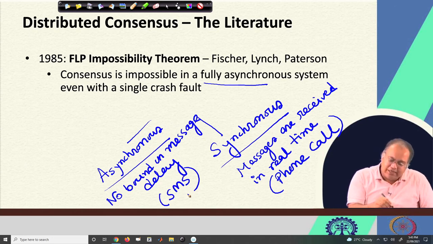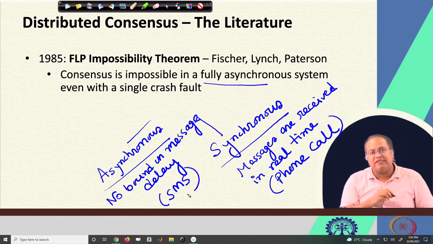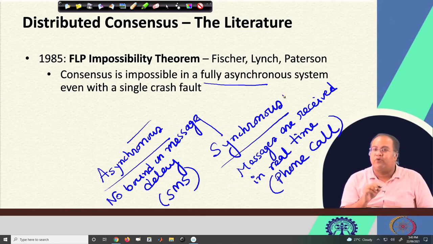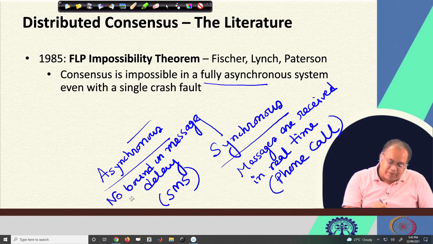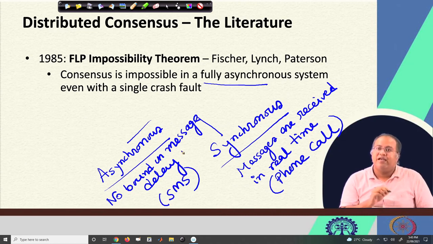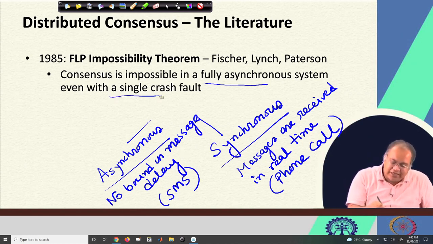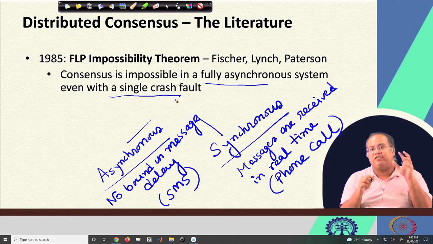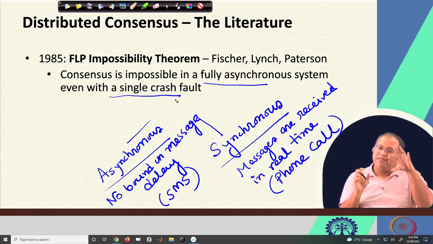Now, what the FLP impossibility theorem says is that in a fully asynchronous system, that means when you do not have any bound on the message delay, it is impossible to reach consensus even with a single crash fault. What is a crash fault? Typically, whenever there are failures in a distributed system, we model the failures in two different ways, broadly. One is the crash fault.